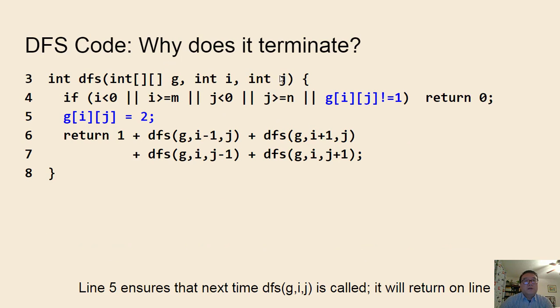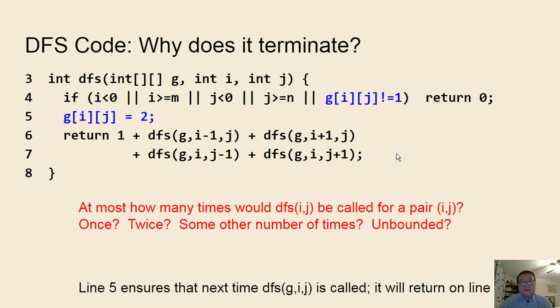So let's look at the code and see why this code terminates, and also get the complexity. What's the complexity of this code? The reason it terminates is this line, basically these 2 lines. Anytime we enter a cell, the value will be changed to 2. And next time if we visit this cell again, we will directly return. So therefore, we cannot keep visiting a cell again and again.